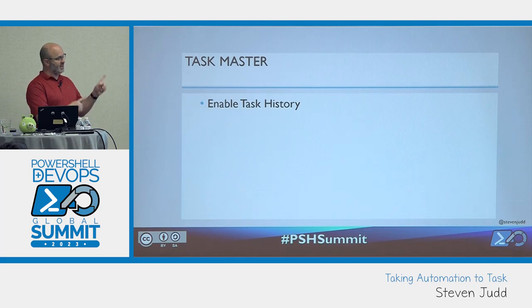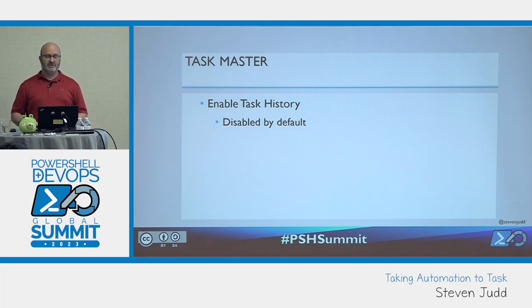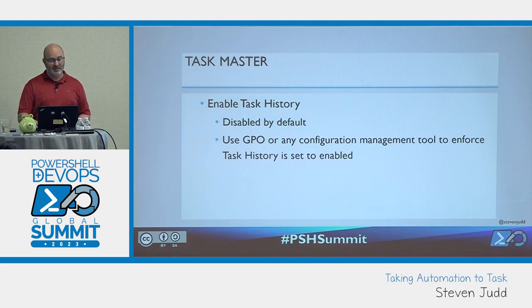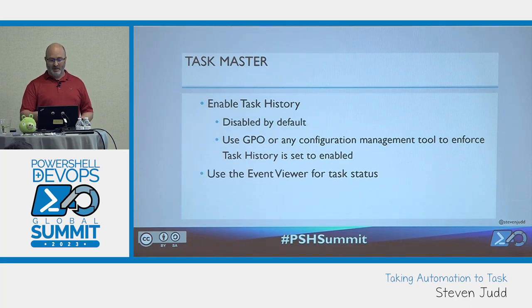Now that we're like a task master, we want to enable the task history, okay? The task history is disabled by default. On a standard Windows machine, server and client, there's no history on any of your tasks unless you've turned it on. Don't know why, that's the deal. So I recommend using GPO or any configuration management tool to enforce the task history is set to be enabled. Then use the event viewer to see the status of your tasks, but you have to have it enabled, okay?